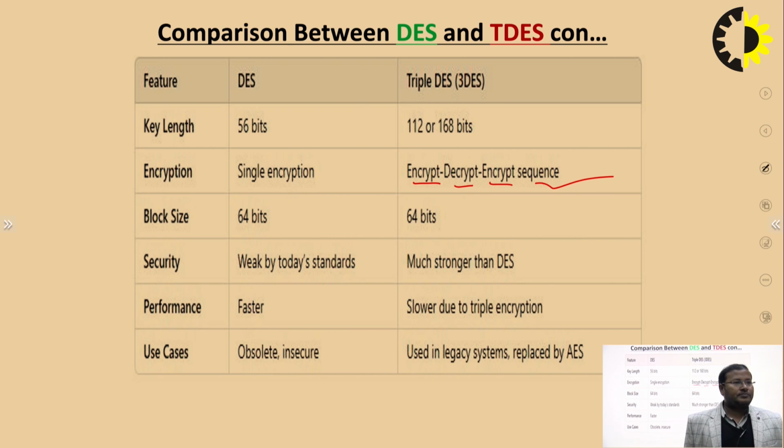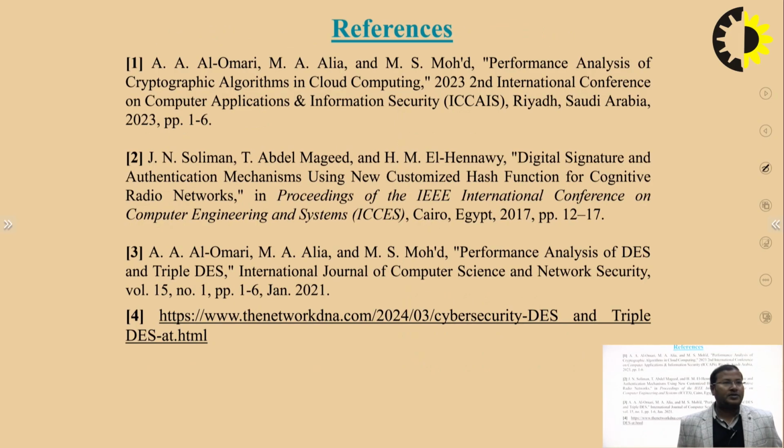Block size: DS uses a 64-bit block size, and block size is similar in both cases. Security: in case of DS, weak security is provided due to its small key size, but triple DS provides much stronger security. Performance: DS is faster as compared to triple DS. DS is obsolete and insecure, but triple DS is used in legacy systems and is being replaced by AES nowadays.